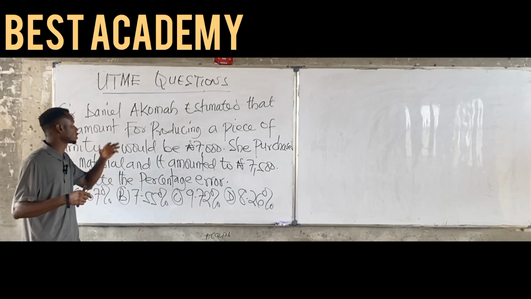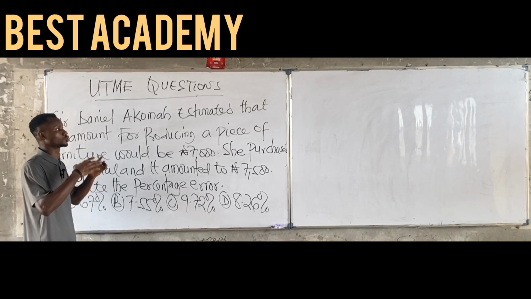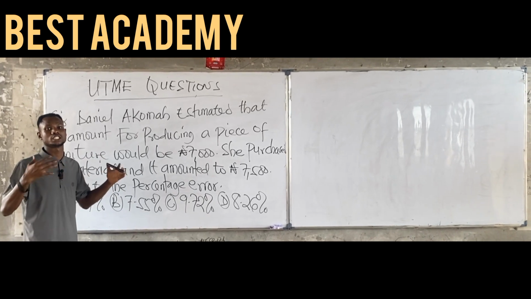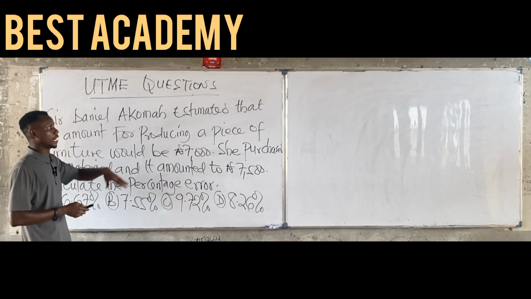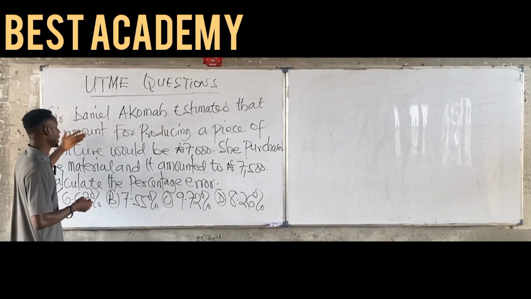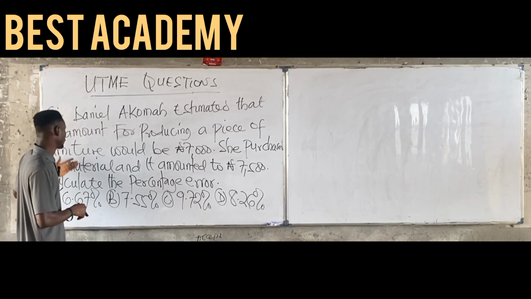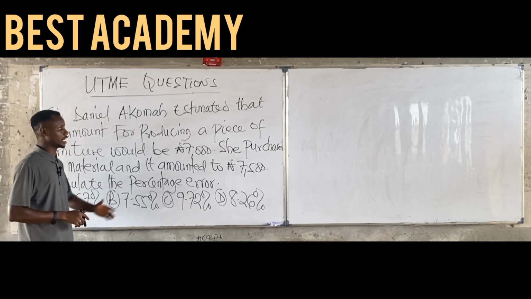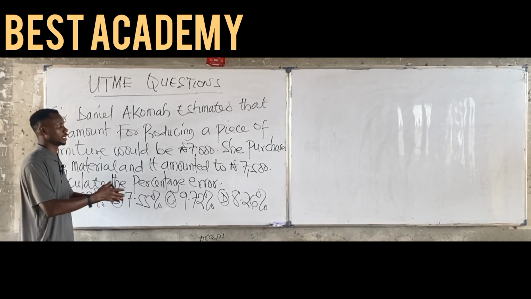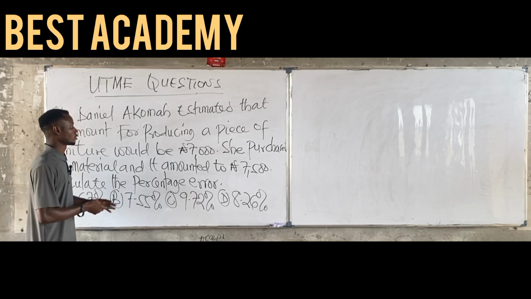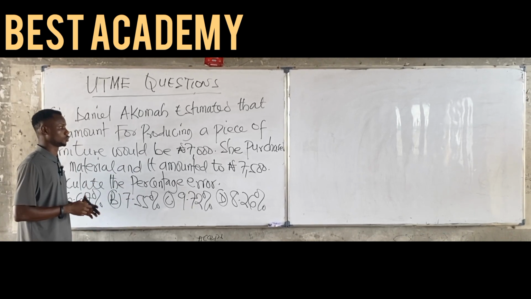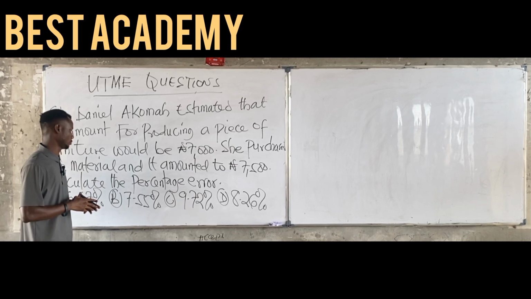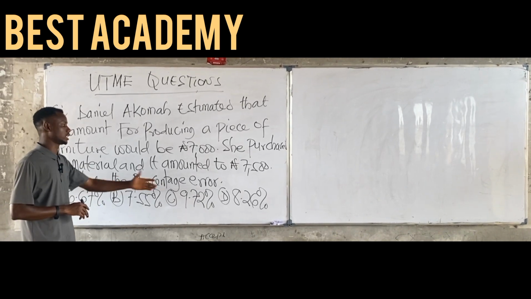Okay, let's solve this question here. Of course, this question will introduce us more to percentage error. They said Sadane Akuma estimated that the amount for producing a piece of furniture would be 7,000 naira. Naira is used in Nigeria here. She purchased the material and it amounted to 7,500. Calculate the percentage error.